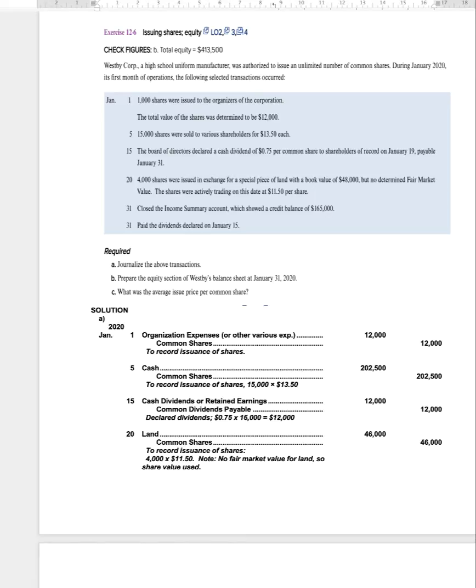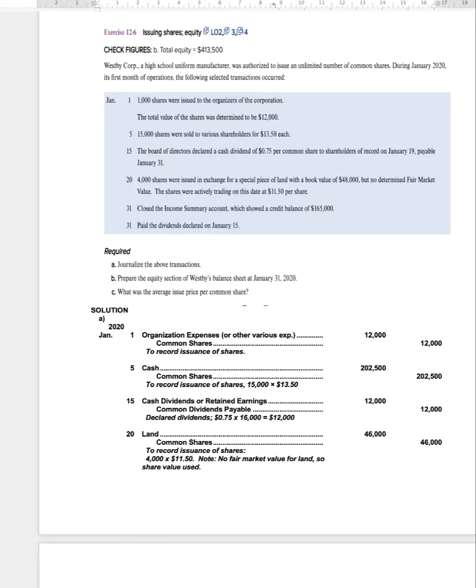Now it told us that during the current month of January, we had some transactions where shares were issued, and you'll notice that happened on January 1st and 5th. We also declared a dividend on the 15th. We also issued some more shares on the 20th, but not for cash, for land. And then we had to close the income summary account, which would update retained earnings on January 31st, and also pay out the dividends that we declared on January 15th.